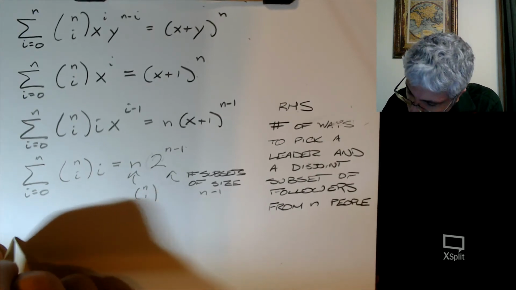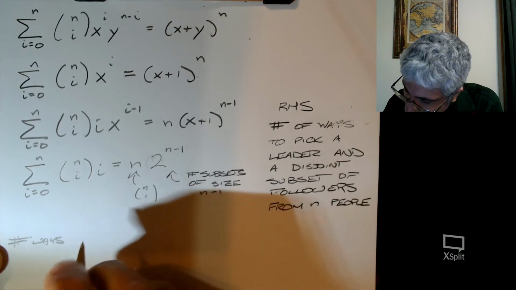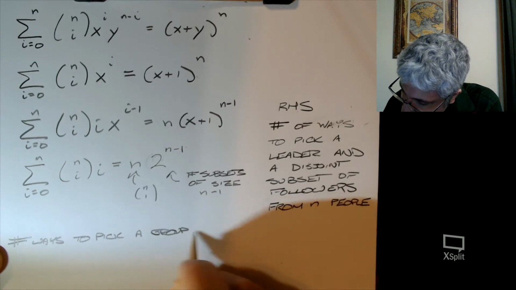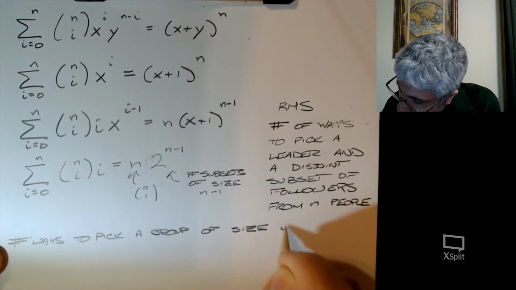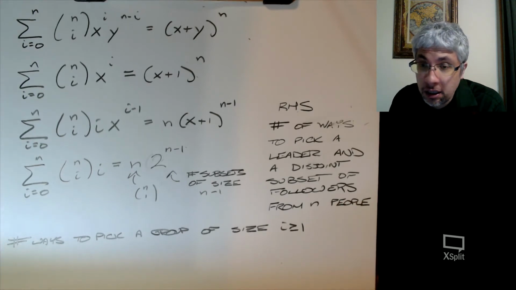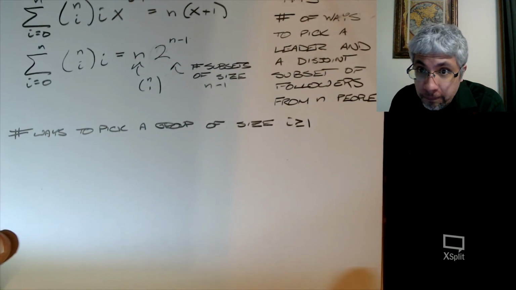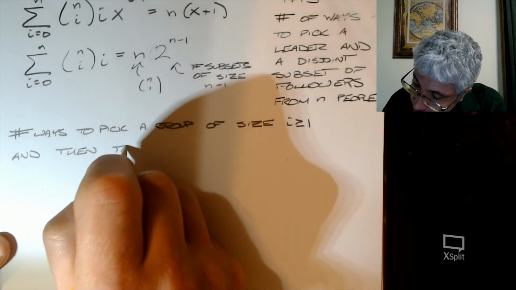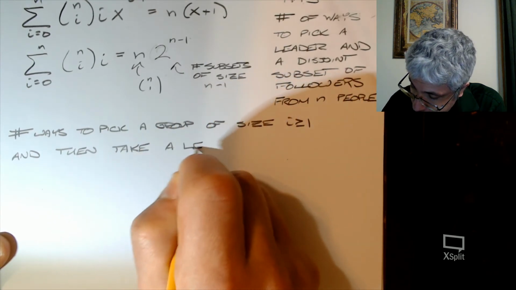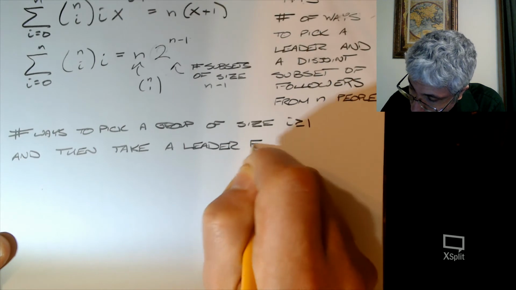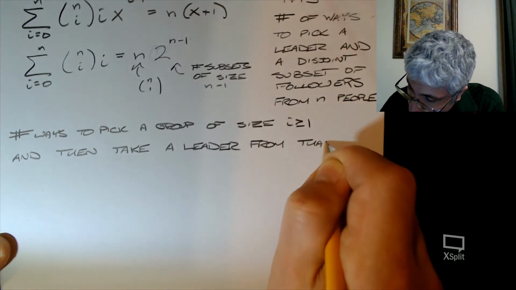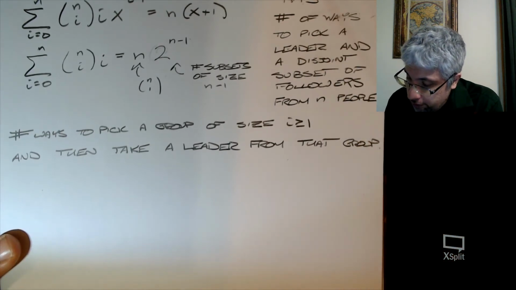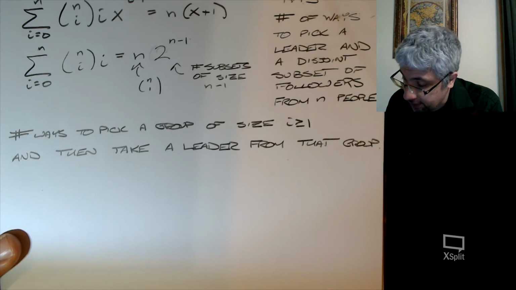So let's count each of those possibilities. How could we do that? What I want to count is the number of ways to pick a group of size i greater than or equal to 1, because we must contain at least one person because we're going to pick a leader, right? And then take a leader from that group.